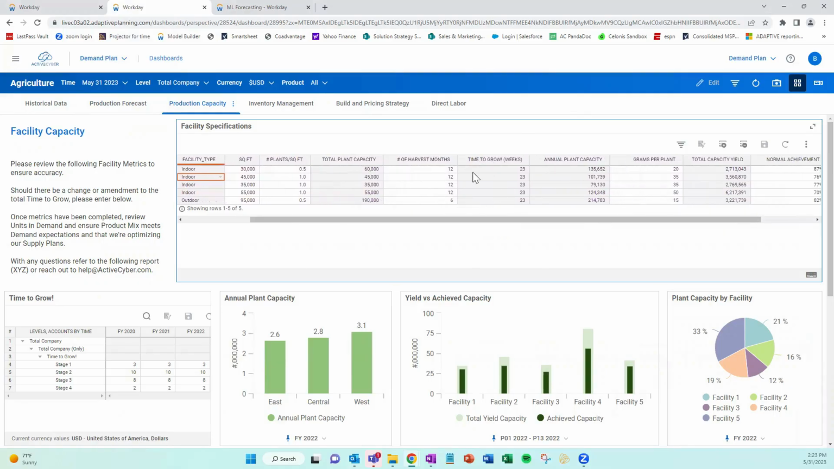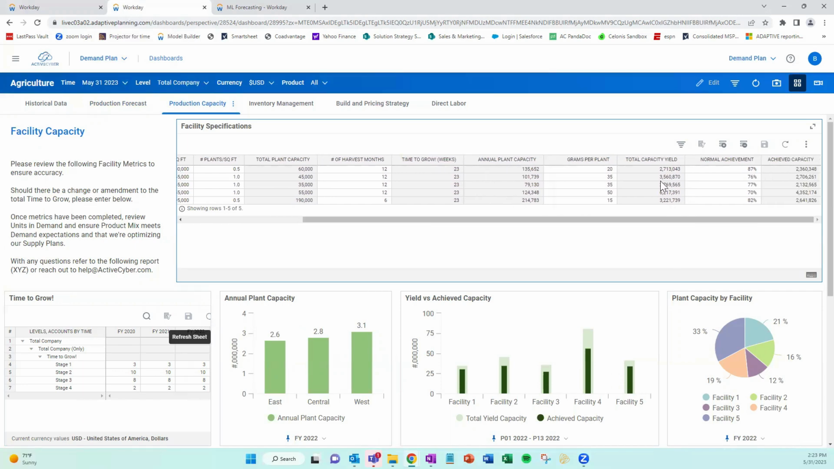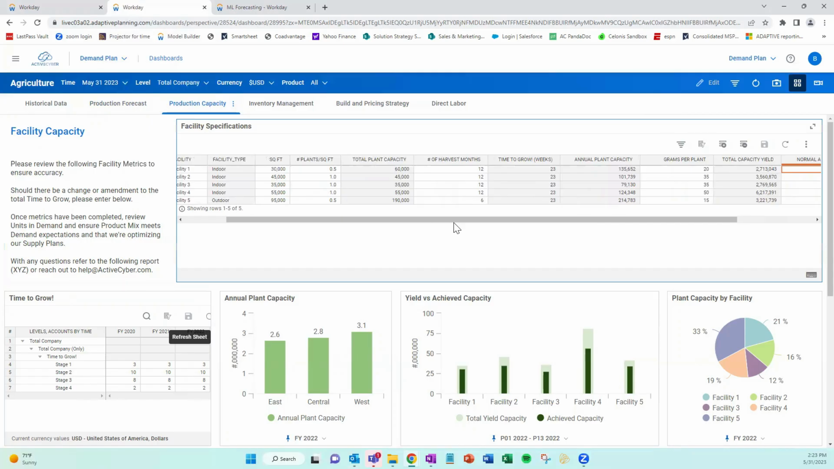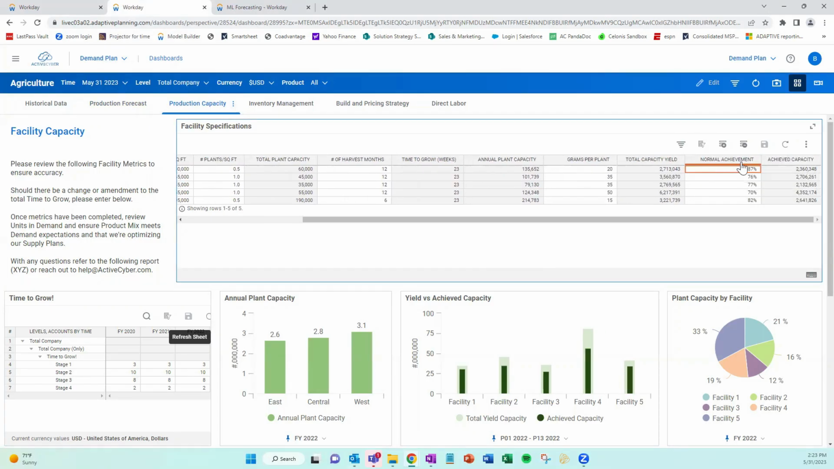How long is it going to take our plants to grow? We're able to bring that in from our growing assumption down in the bottom left here to then generate a month by month total capacity yield. Maybe we have 2.7 million grams of capacity overall for this facility, but what do we think we're actually going to grow and achieve? So maybe our overall capacity is 2.7 million, and we think we can hit 87% of that for facility 1, giving us an achieved capacity of 2.3 million.